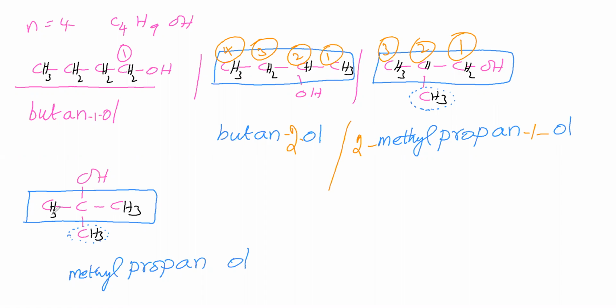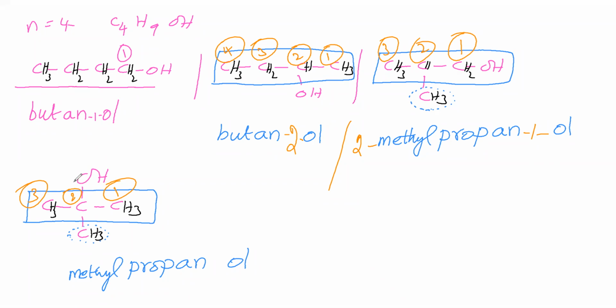In the same manner, let us give numbering here. You start at the left extreme of the parent chain, otherwise start at the right extreme of the parent chain for numbering. Don't start at the center. Okay, therefore here number 1, here number 2, here number 3 we have given.